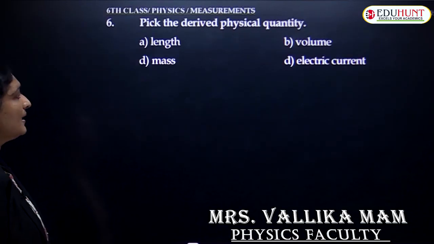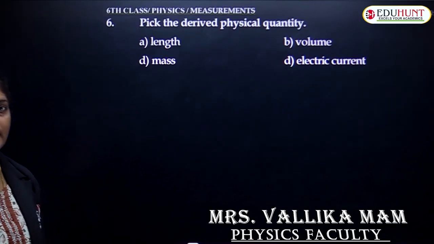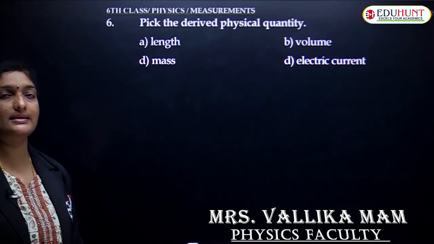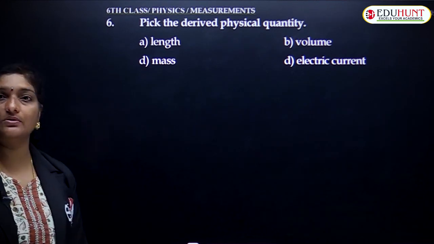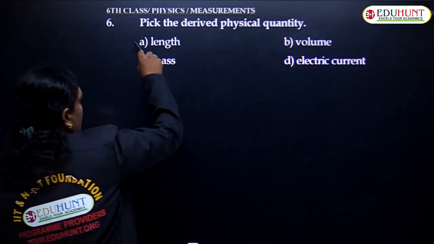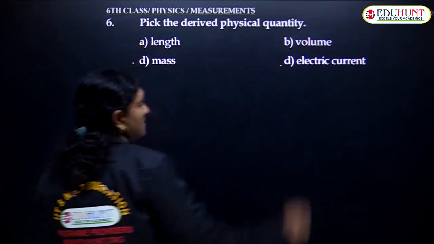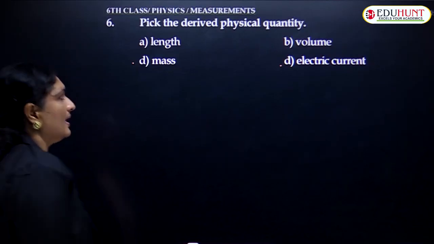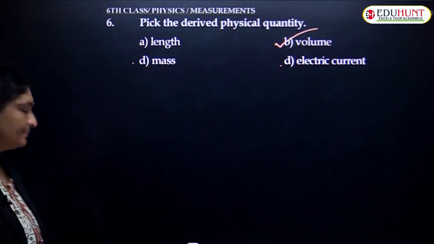Moving ahead, pick the derived physical quantity. Children, you already know that there are 7 fundamental quantities like mass, length, time, temperature, electric current, amount of substance and luminous intensity. So, among them, length is a fundamental quantity, mass is a fundamental quantity, electric current is also a fundamental quantity. Hence, the only derived quantity among these is volume.